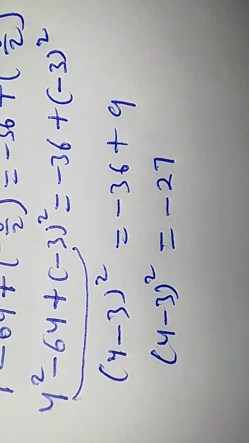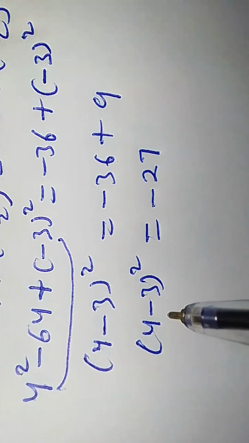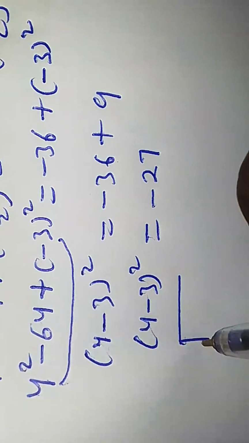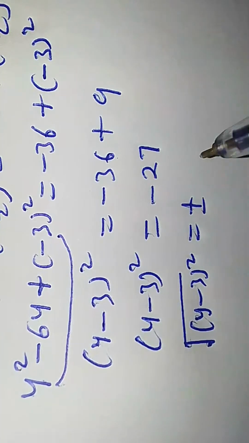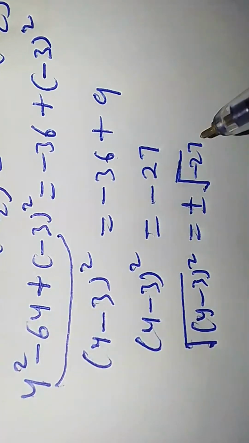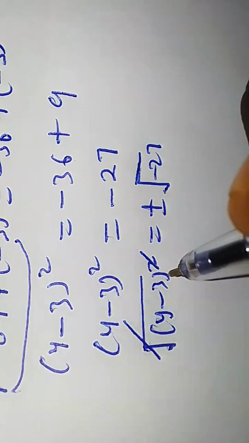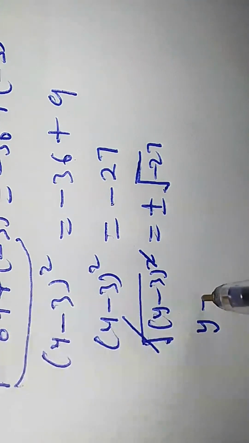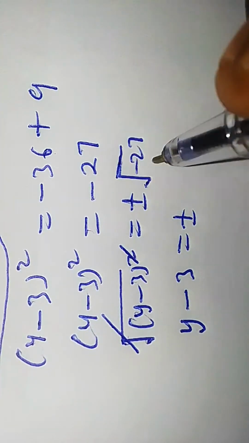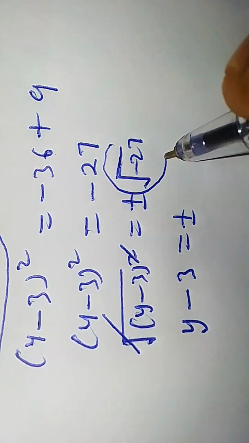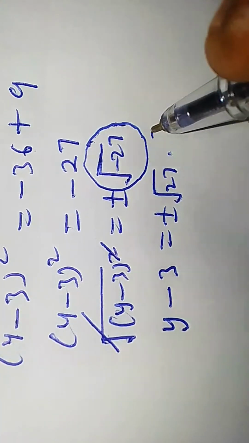So let's continue. Now, let us take square roots of both sides. So we have the square root of y minus 3 all squared equal to plus or minus the square root of minus 27. Clearly, this square root cancels out this power. We are left with y minus 3 equal to plus or minus the square root of minus 27, which can also be written as the square root of 27 times the square root of negative 1.